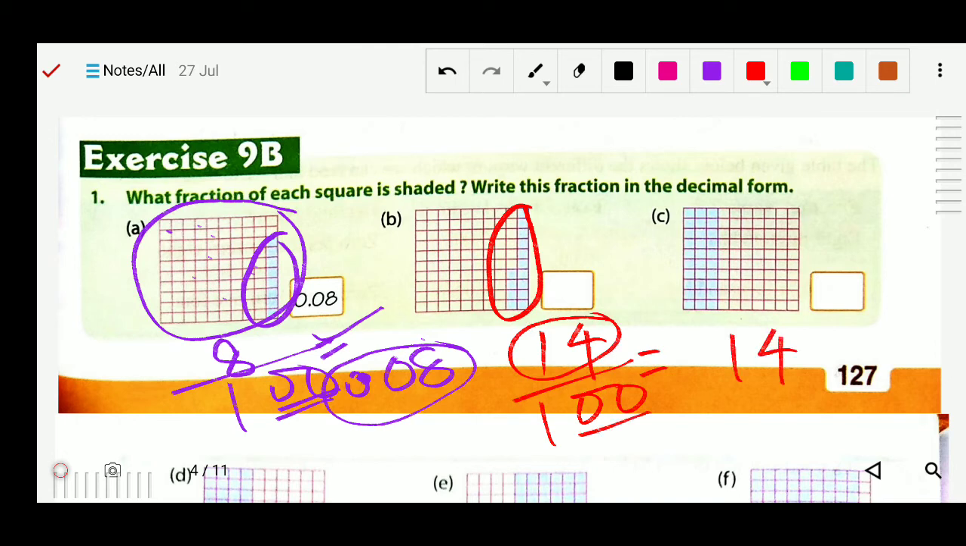Okay, how many zeros are there? 2 zeros, so count here 1 2, then after put the decimal, because 2 zeros, so we have to count the decimal only 2. Now place the 0 to write in the standard form, so 0.14. Likewise you can do it.